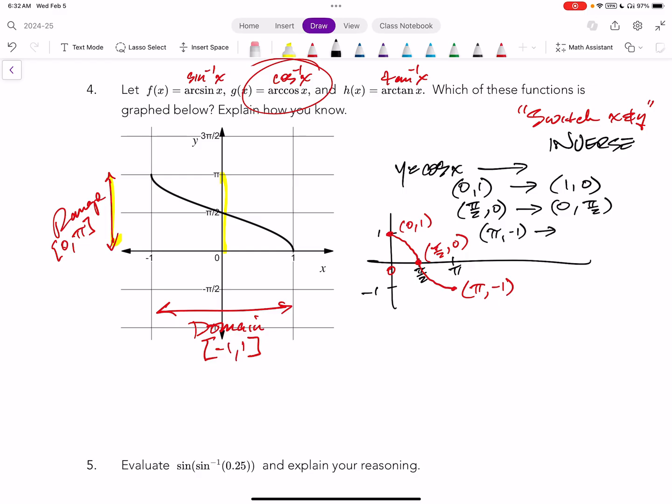becomes -1, pi. And guess what? They're all on the graph. So 0, 1, 1, 0 is here. And then 0, pi halves is here on the graph. And -1, pi is obviously up here. So this is definitely y equals cosine inverse of x right here. There we go.